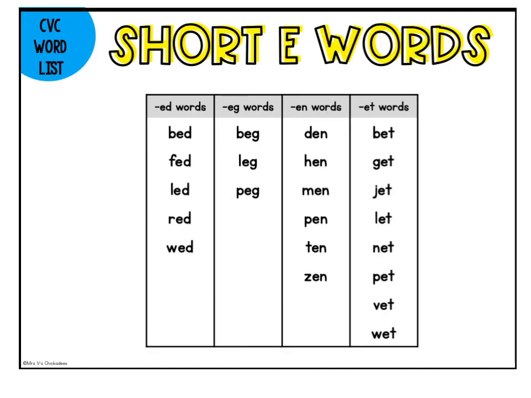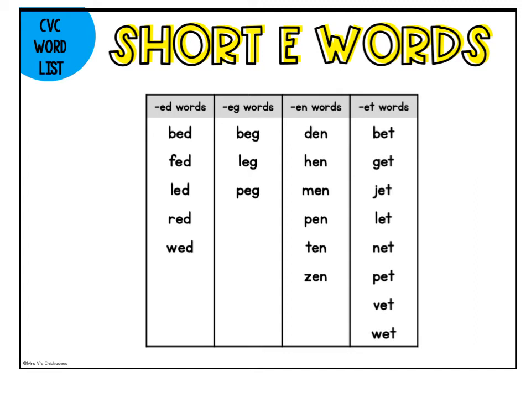Good. Okay, now let's read words that have short e sounds. So, I'm going to read first, then afterwards, your turn. Let's have words that end with ed. We have bed, fed, led, red, wed. Your turn. Great. Now, let's have eg words. I'm going to read first. Beg, leg, peg. Your turn.